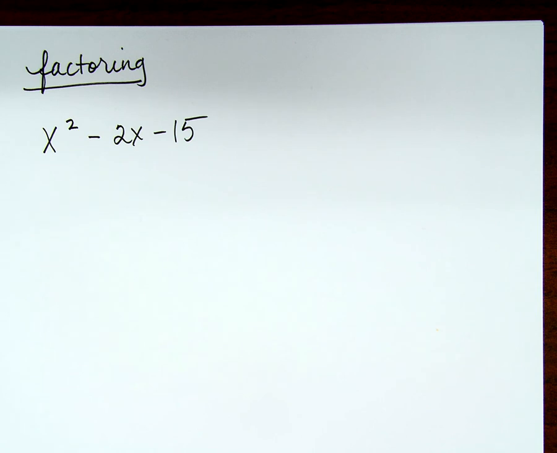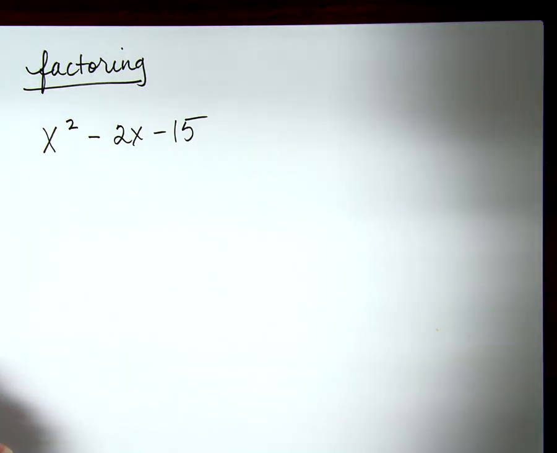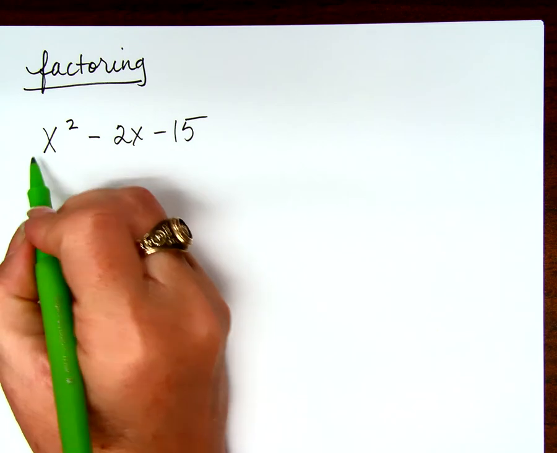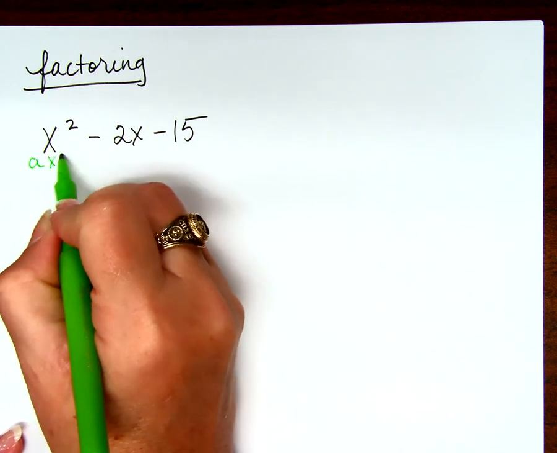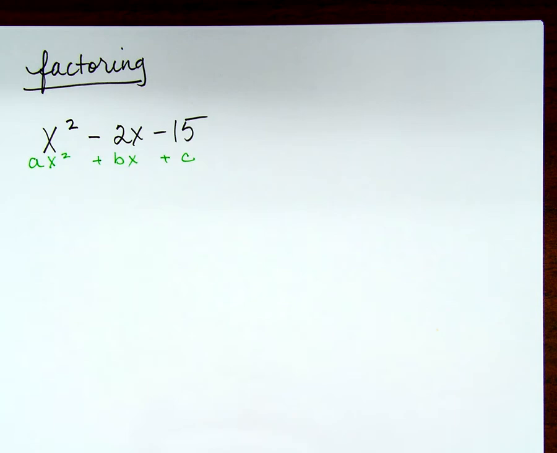But the easy way works every time, and the easier way only works on a special time, but it's so easy. You ready? Do you know the general form of a quadratic? Do you know what that looks like? Do you remember that? ax squared plus bx plus c?